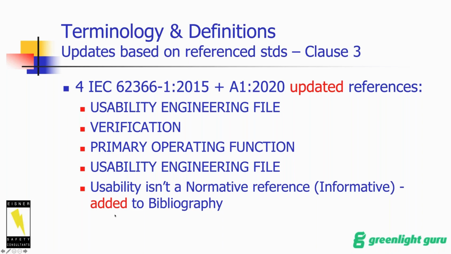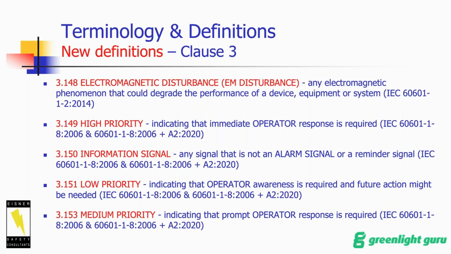So one thing we didn't do in 3rd edition amendment 1, and probably in 3rd edition 2, is we never had a bibliography reference. So this time we finally added it in the back, and it's somewhere in the 70th reference, if I remember right. So now we're still in terminology and definitions. There's probably 8 or 10 new definitions, and I'm only covering several, not all of them.